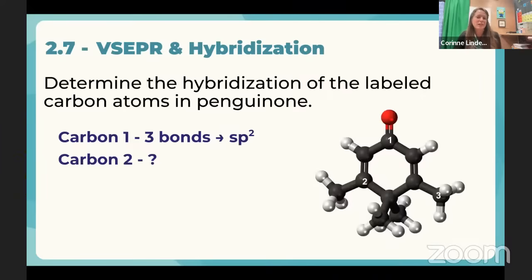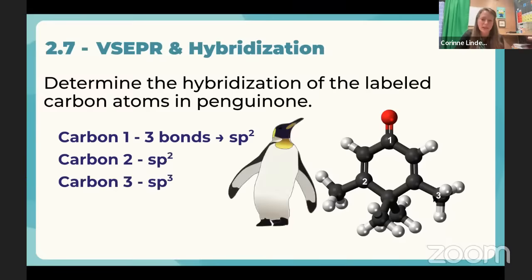If I wanted to, I then just practice with this. I'm looking at pinguinone in honor of my friend, AP Bio Penguins. So looking at carbon 1, I'm just counting those bonds and lone pairs. This carbon is going to have 3 bonds. The double bond only counts as 1 domain. So it's going to have sp2 hybridization versus looking at carbon 3 on the far right side. You have those 3 atoms of hydrogen and then 1 carbon to carbon bond, 4 bonds total. That's going to have sp3 hybridization.